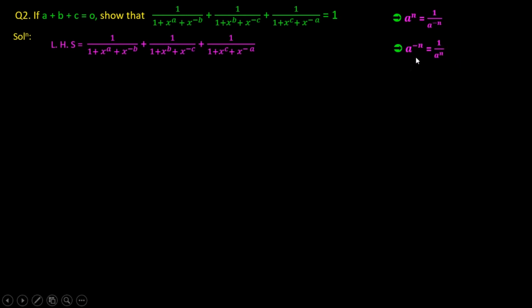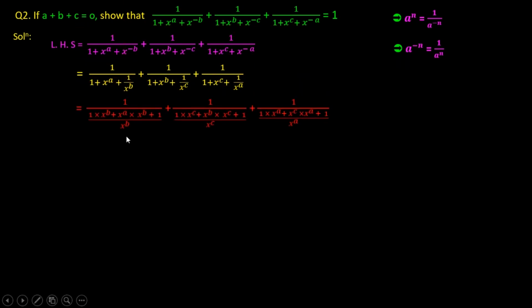And another is a to the power minus n. It also has denominator 1, and when we take it in the denominator, we can write it as a to the power n. We just have to change the sign of this power. So here is minus, we have to change it to plus n. Okay, now we are going to use this formula. So we write x to the power minus b equal to 1 by x to the power b as per this formula. Similarly here also, and similarly here also, we have used this formula.